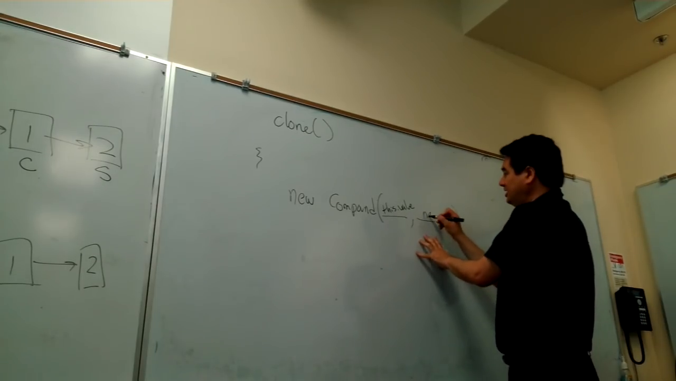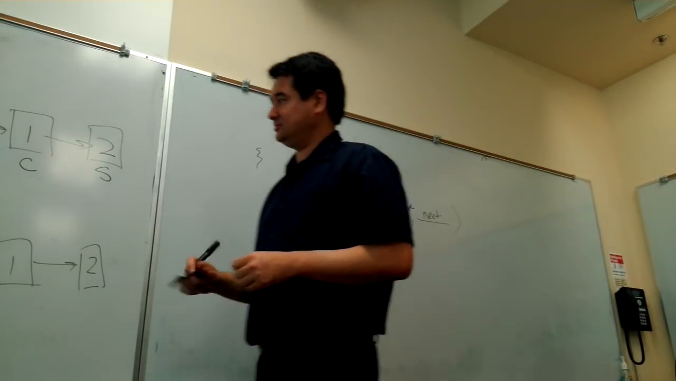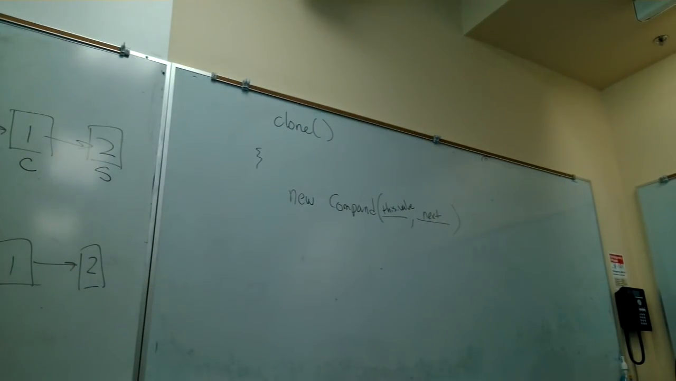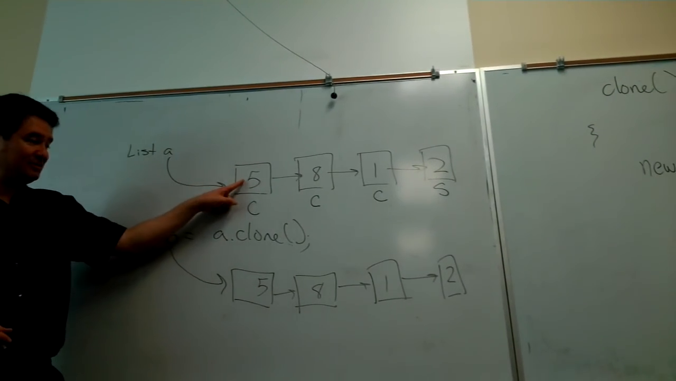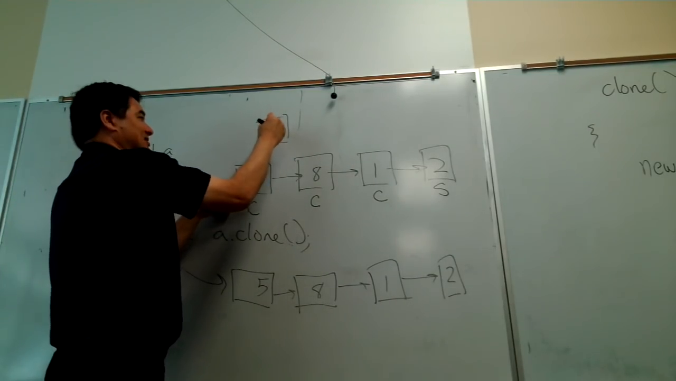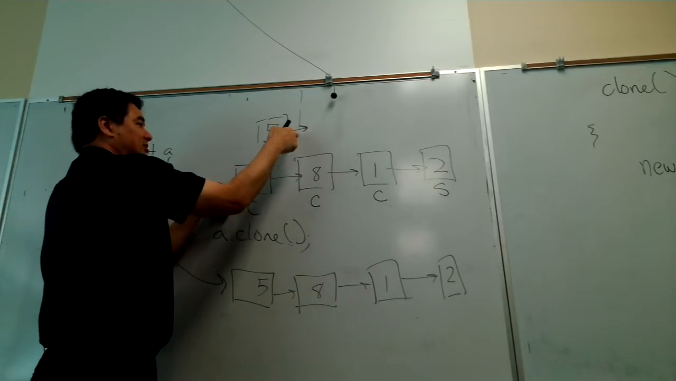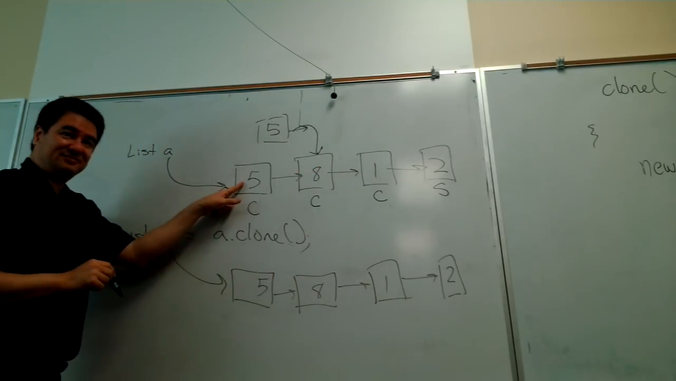So if I put next here, what will I end up with? Compound 5 pointing to another compound, maybe with an 8 in it. So will the picture end up looking like this? As long as it keeps repeating, number 5 here spawned off a copy of itself, right? And then what does next point to? Compound with 8. Points to this one.